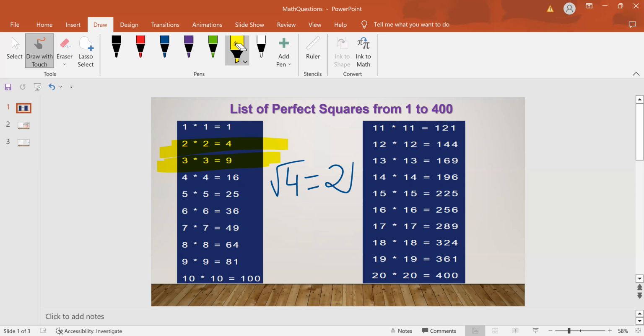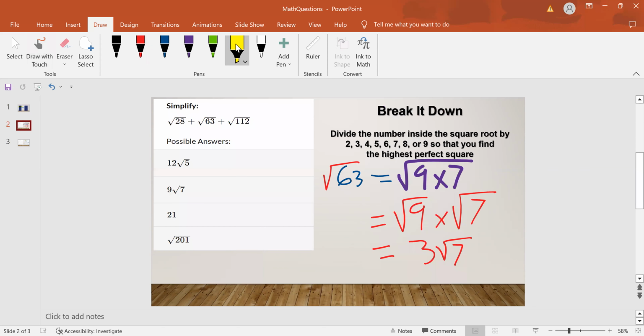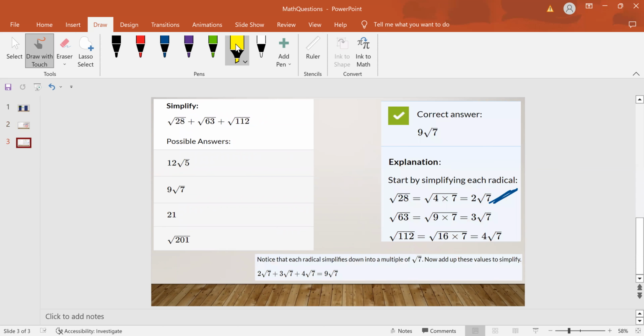Again, the link for the perfect square explanation is in the description of this video. So you can go back to watch that video, and that will help you to better understand what is being solved here. So the reason you have this here is square root of 63 as 3 square root of 7.